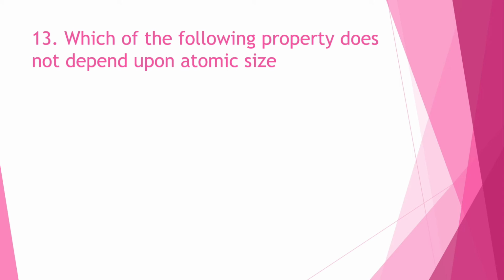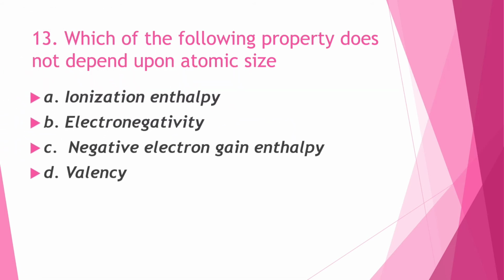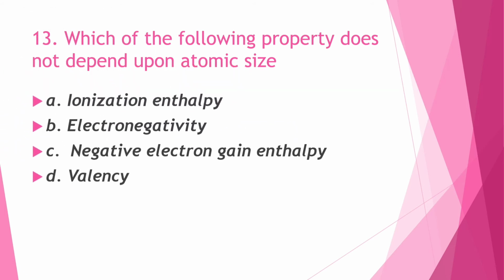13th question: which of the following properties does not depend upon atomic size? Ionization enthalpy, electronegativity, negative electron gain enthalpy, and valency. Ionization enthalpy is inversely proportional to size. For electronegativity, the smaller the size, the greater the electronegativity, so it is also inversely proportional to size. Negative electron gain enthalpy is also inversely proportional to atomic size. Therefore options A, B, C are all related to atomic size.